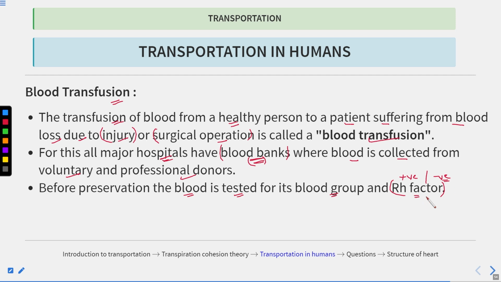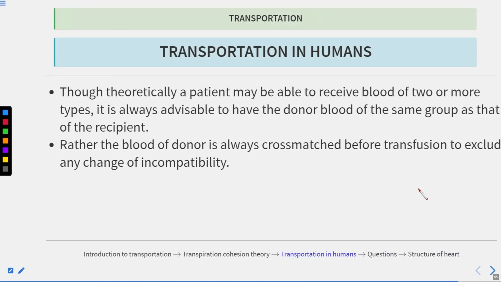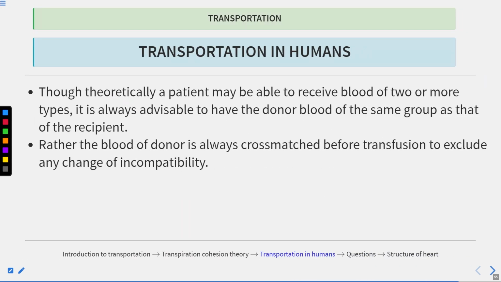So the Rh factor is also a protein which is present on the surface of the RBCs. All right. Now, though theoretically a patient may be able to receive blood of 2 or more types, it is always advisable to have donor blood of the same group as that of the recipient. Okay. So, like the AB blood group, they are universal recipients, but it is advised that they get blood only from the same group, meaning AB only.